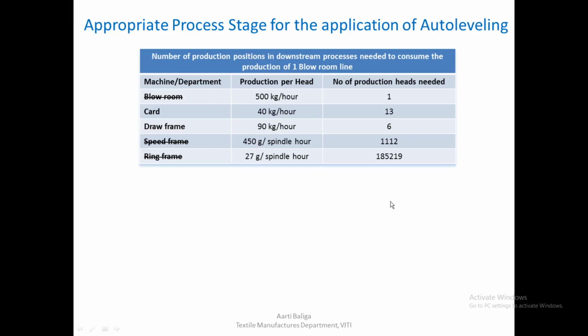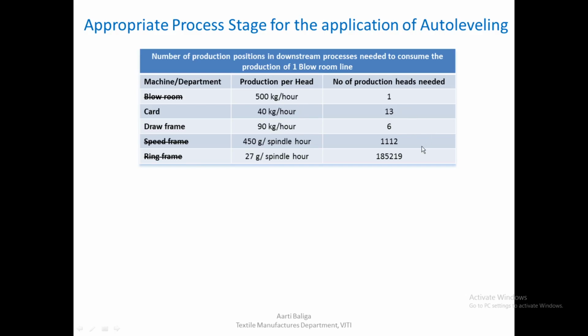So here we see blow room, card, draw frame, speed frame and ring frame as the passages, and considering a production of 500 kgs per hour in the blow room, for one head we have calculated and made this table: how many cards would I require to consume the production of one blow room line. Similarly, how many draw frames would I require with a production value of 90 kgs per hour per draw frame, to consume 500 kgs per hour?